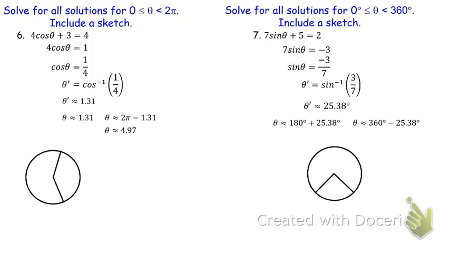Using our calculator, I'll now find both solutions. 180 plus 25.38 is going to give me a solution of 205.38 degrees, and then 360 minus the 25.38 degrees is about 334.62 degrees. Both of these are solutions to the equation.